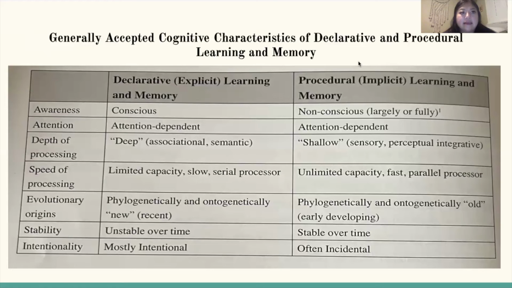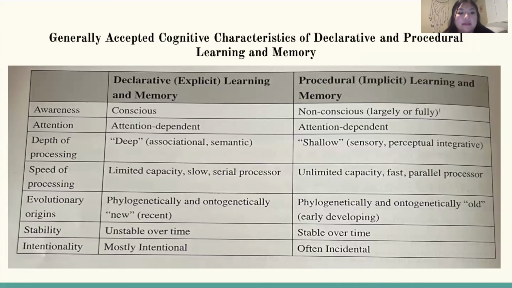So here is a chart that discusses the generally accepted cognitive characteristics of declarative and procedural learning and memory. We already talked about awareness, attention, depth of processing. So this chart just has additional information comparing the two. As you can see, the speed of processing in declarative memory is limited capacity and slow. And in procedural learning, it's more fast and it has unlimited capacity. Also, you could see the evolutionary origins. Declarative memory is more new and recent. Procedural memory is more old and earlier developing.